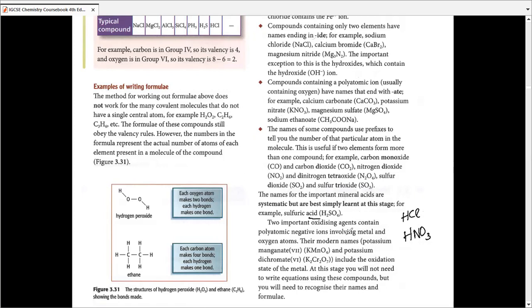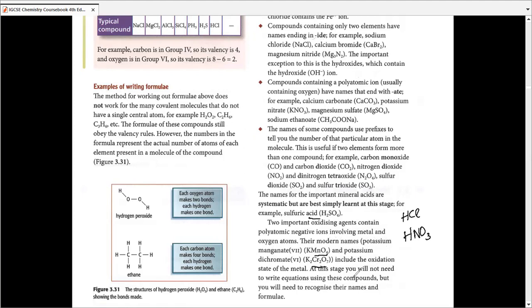There are a couple of names more. Oxidizing agents consist of polyatomic negative ions. They include metal atoms as well as oxygen atoms. And we need to memorize their modern names. For example, potassium manganate(VII) is KMnO4, and potassium dichromate(VI) is K2Cr2O7. Now, these are the ones you're supposed to memorize the names as well as the formulas.